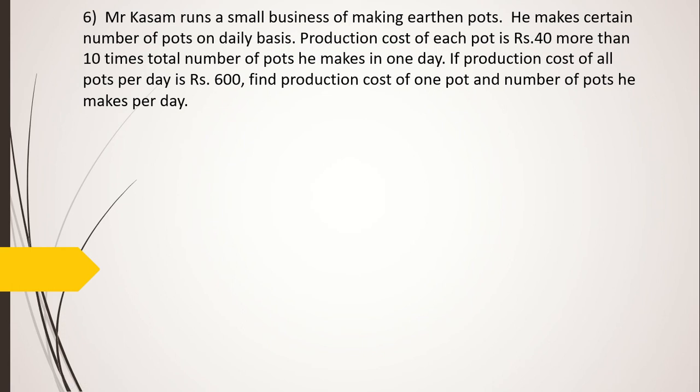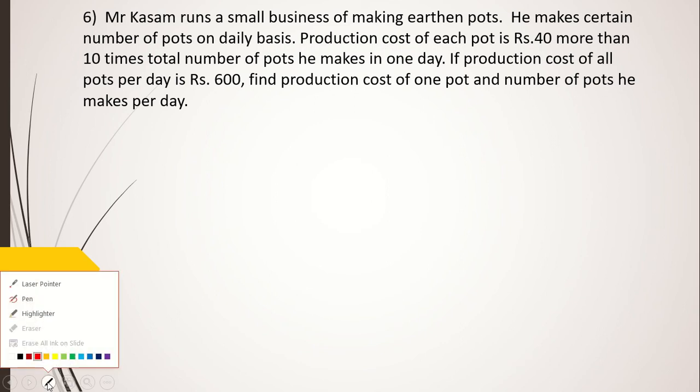Problem number 6, let us read the question carefully. Mr. Kasam runs a small business of making earthen pots. He makes certain number of pots on daily basis. Production cost of each pot is rupees 40 more than 10 times total number of pots he makes in a day. If production cost of all pots per day is rupees 600, find production cost of one pot and number of pots he makes per day.